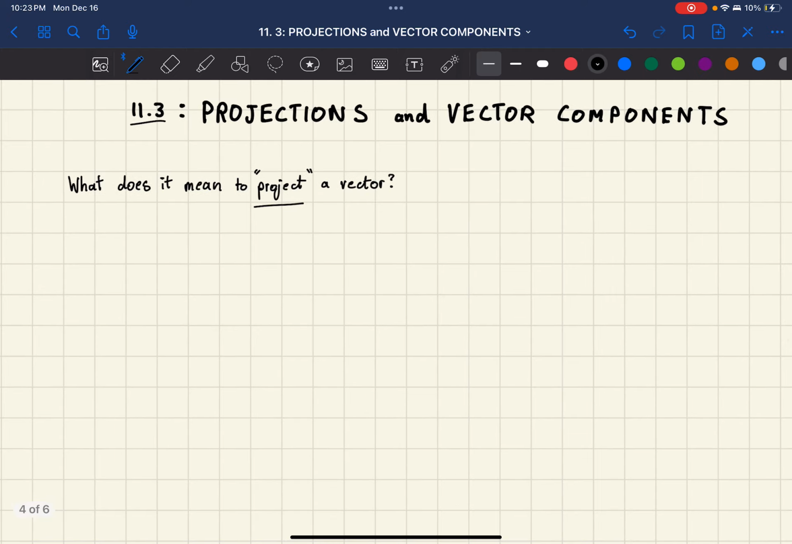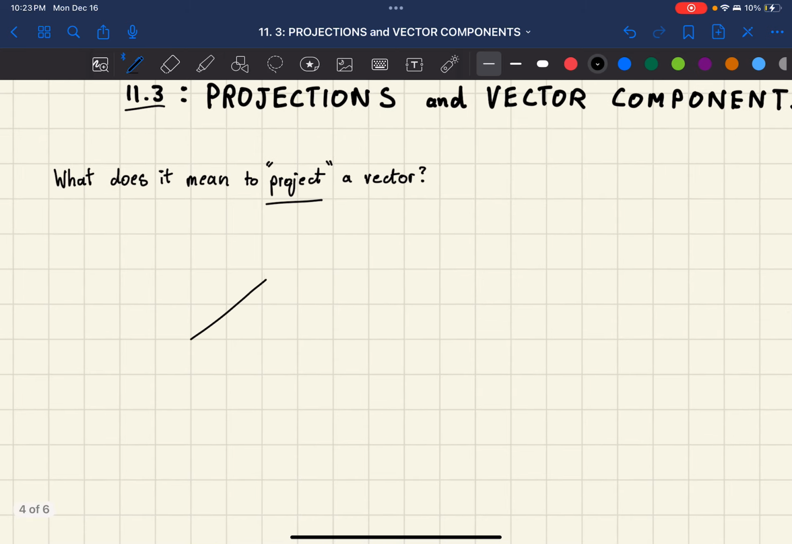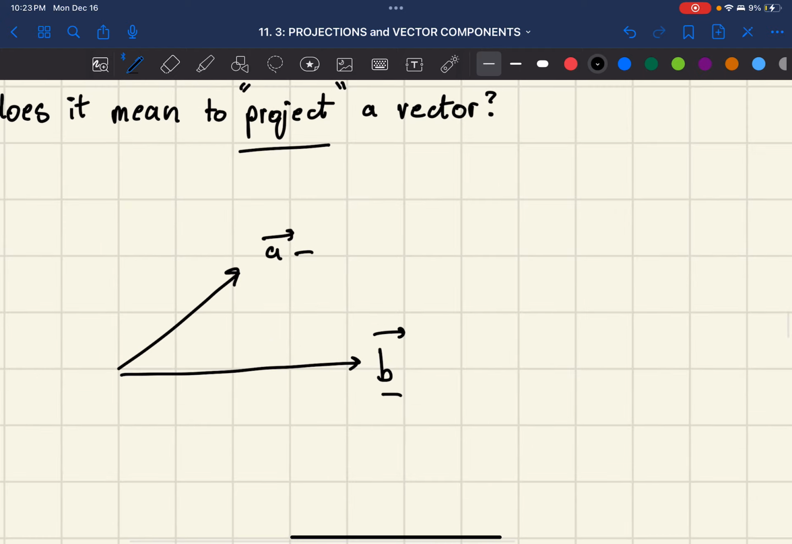The first thing we need to ask ourselves is, what does it actually mean to project a vector? Well, let's take an example. Let's say you have vector A, and you have another vector B. What does it mean to project A onto B? Well, in everyday language, project usually means to cast. And in mathematics, it's pretty similar. The best and most intuitive way to understand this is think, what would the shadow of A look like on B? Or what part of vector A would be on or lie in the direction of vector B?